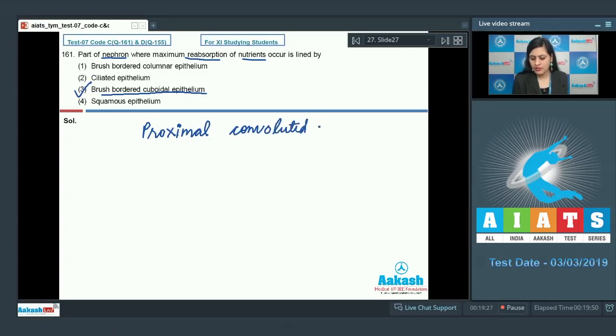Convoluted tubule or PCT, and it is lined by brush-bordered cuboidal epithelium. Let's discuss rest of the options.